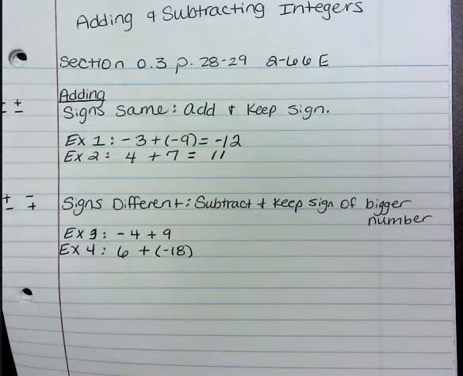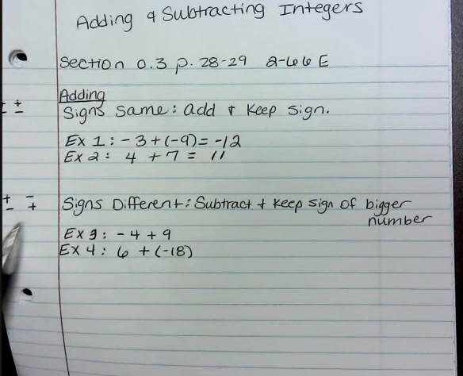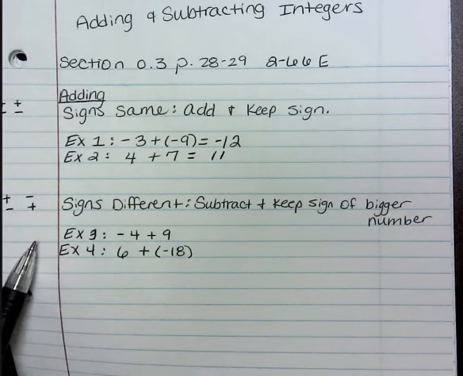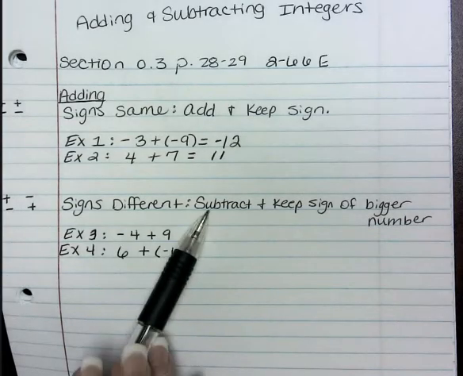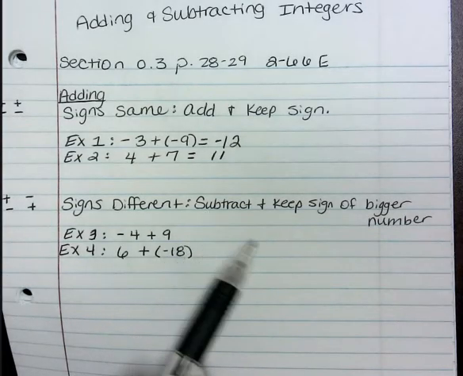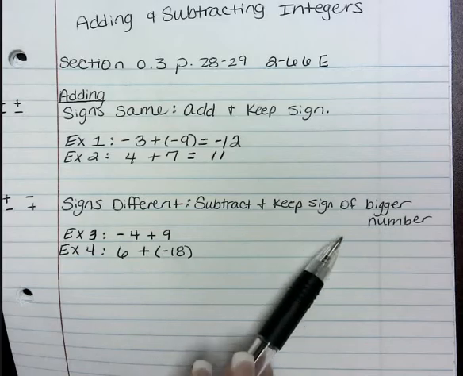Okay? So now let's look and see what we do when our signs are different. So when your signs are different, meaning you're adding a positive to a negative or a negative to a positive, the rule says to subtract those two numbers and then you keep the sign of whichever number is bigger.